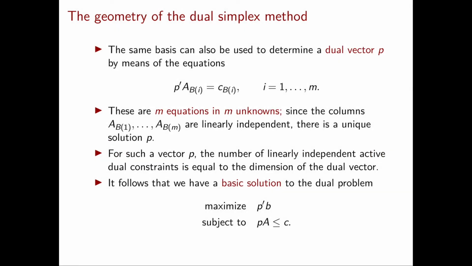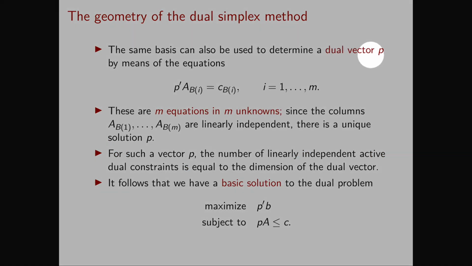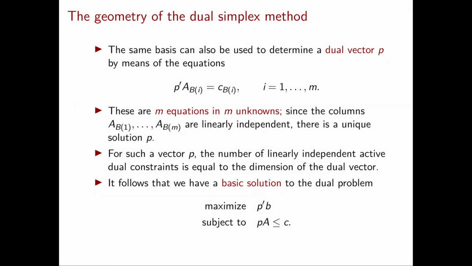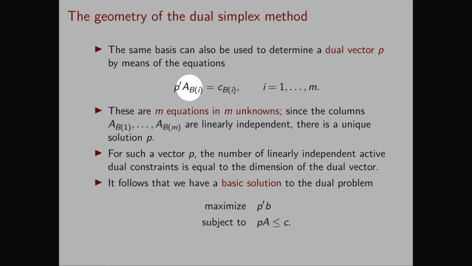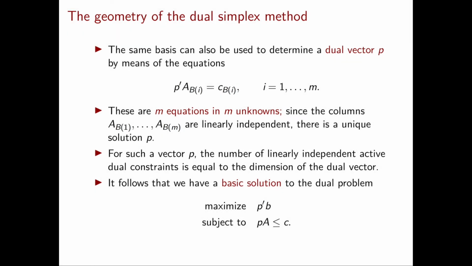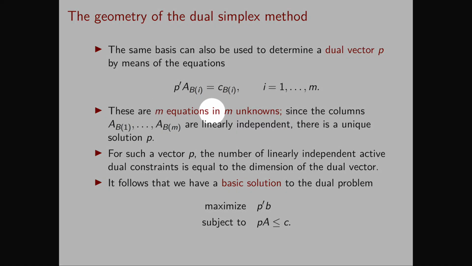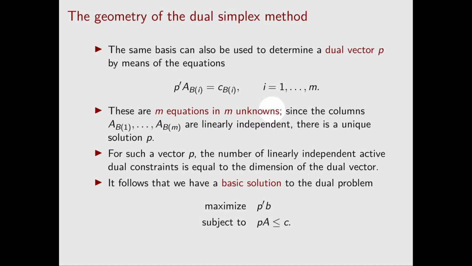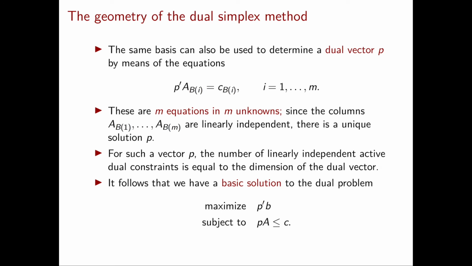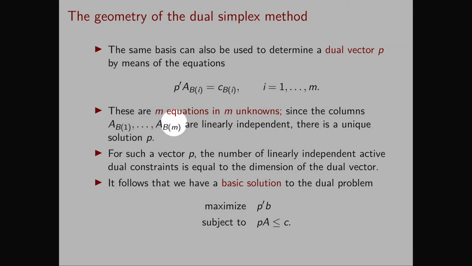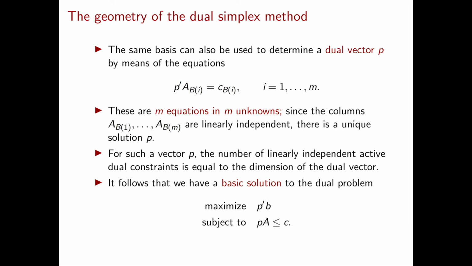We also know that the same basis can be used to determine a dual vector p. This can be done by looking at the equality constraints p transposed AB(i) equal to cB(i) for every i from 1 to m. So these are a total number of m equations in m unknowns, because our vector p has m entries. Since the columns AB(1), ..., AB(m) are linearly independent, this system has a unique solution that we call p.